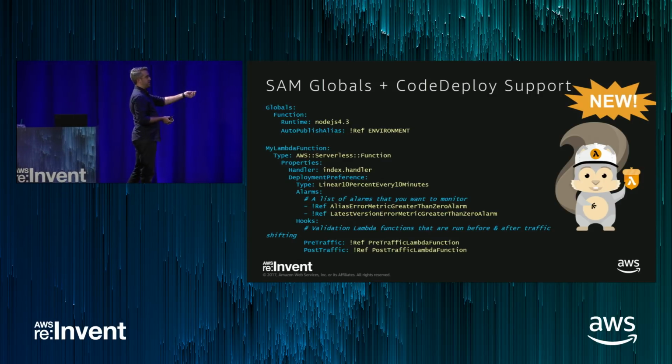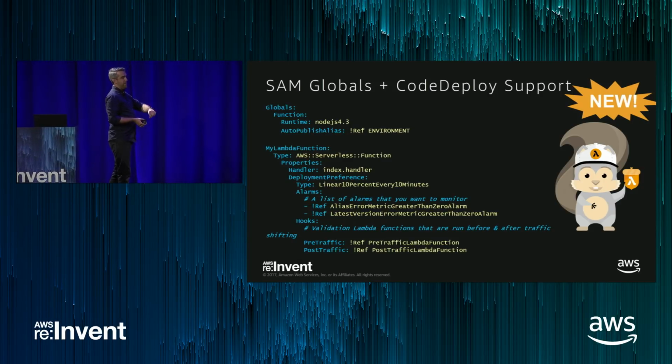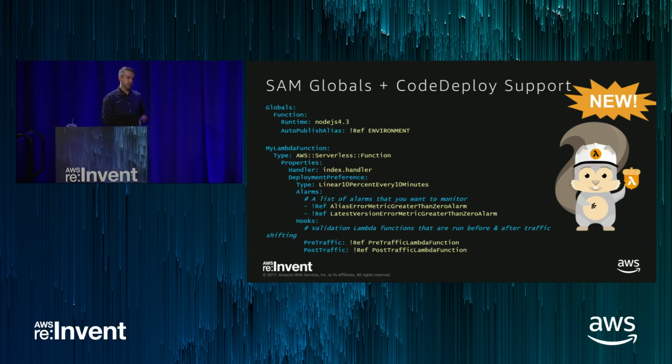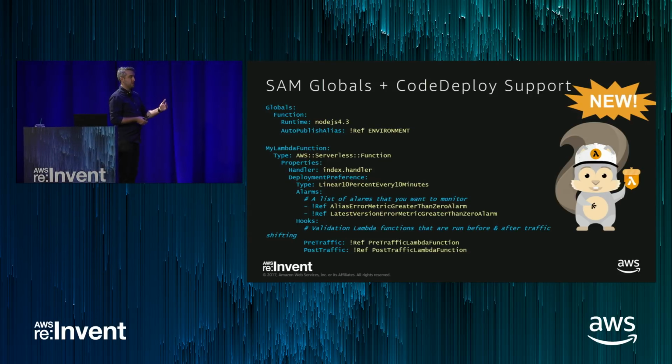And actually, any single property or attribute of the special functions that are inside of SAM can be put into globals. So I could do things such as specify tagging. I could specify that X-ray should be enabled on all of my functions. I can also specify the deployment properties as part of that being standard.